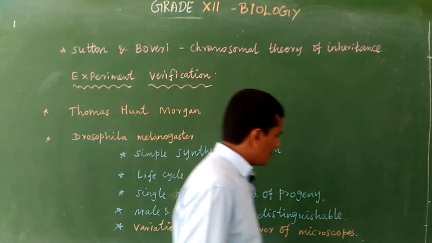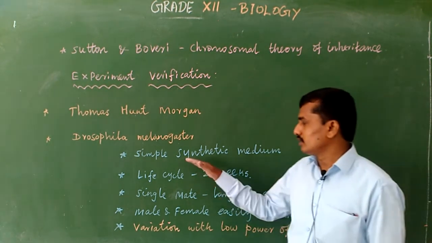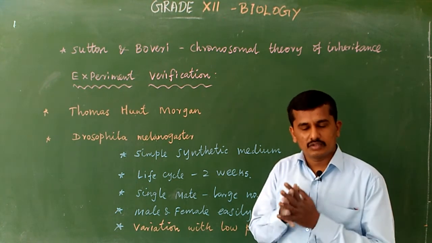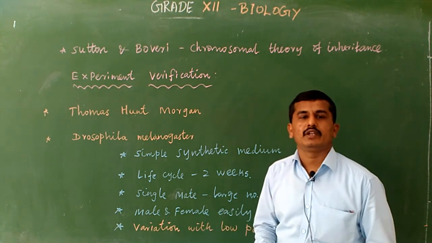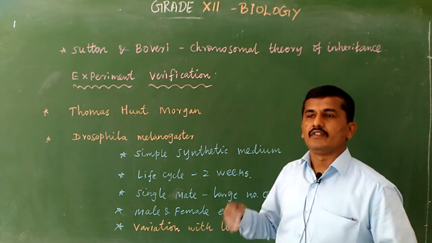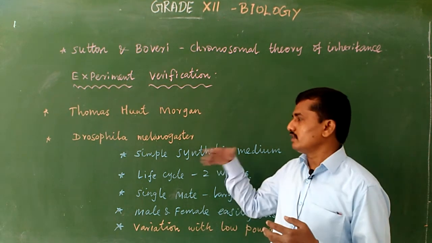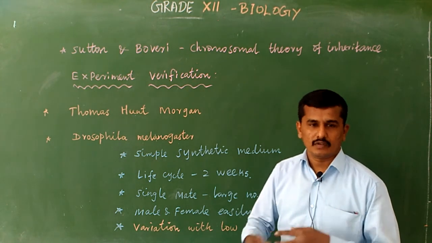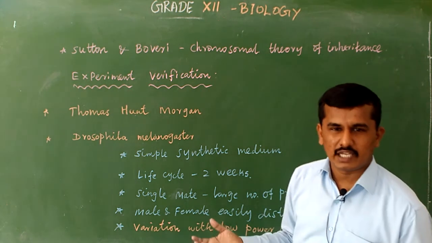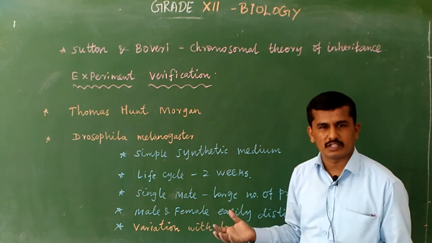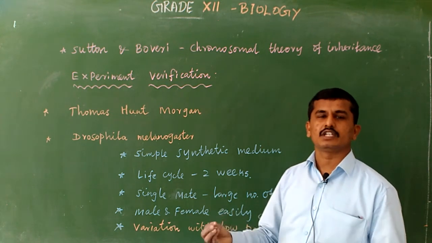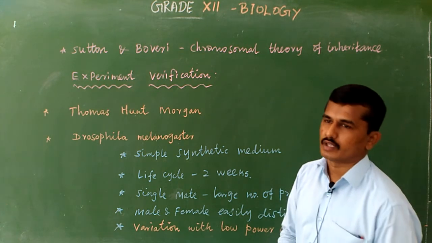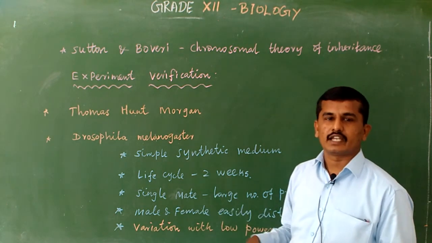Because Drosophila melanogaster grows in a simple synthetic medium. Simple synthetic means with the use of simple chemicals and simple nutrients in the laboratory, we cultivate and develop the fruit fly, Drosophila melanogaster. So in an easy experiment, without any advanced technology, without any hybridization technology, a simple synthetic medium and simple food is enough for producing the fruit flies. That is one advantage for selecting the fruit fly.